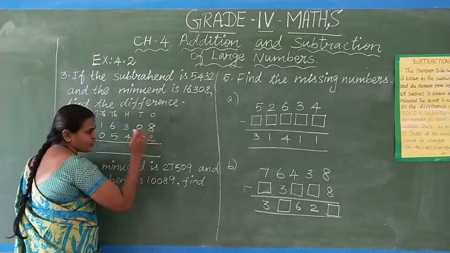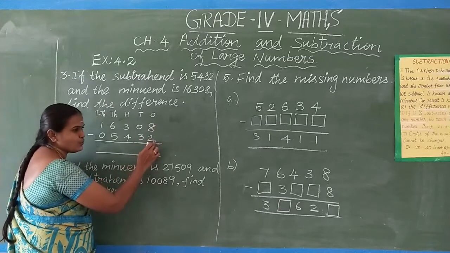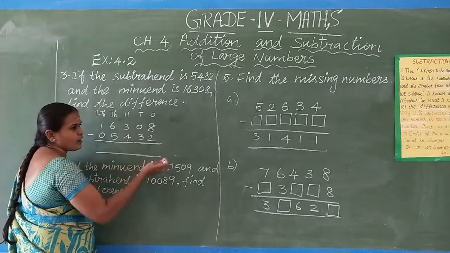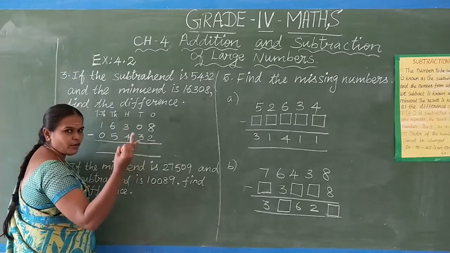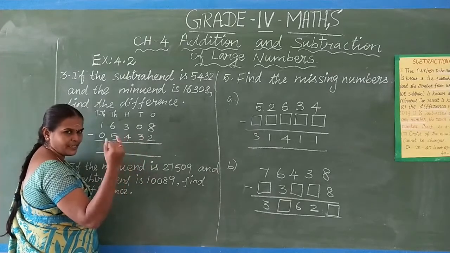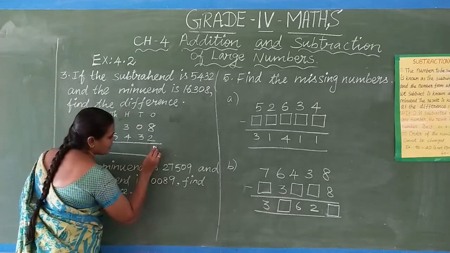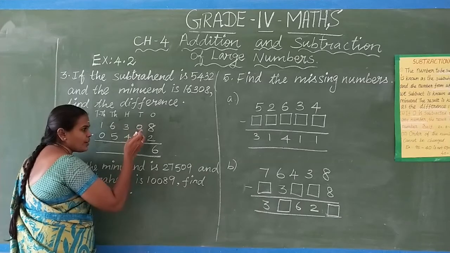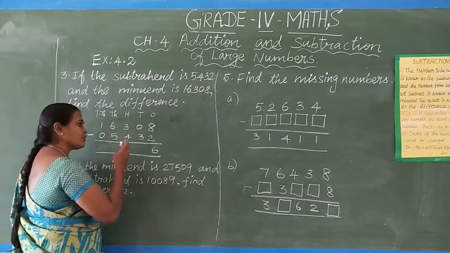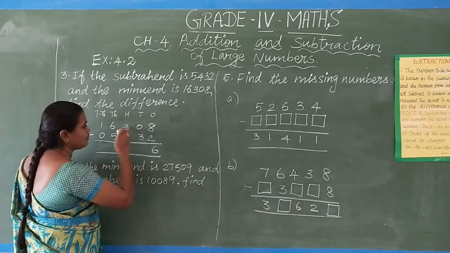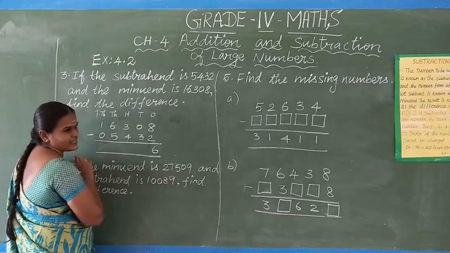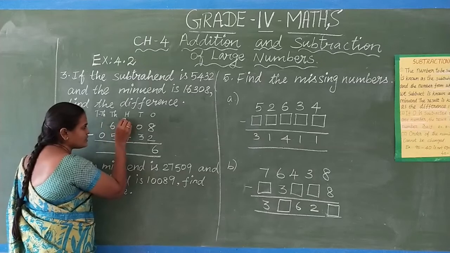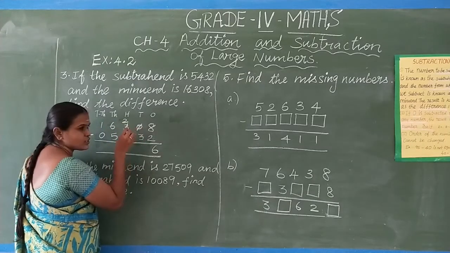Now 8 minus 2. This is what will come. So big number minus small number. So 2 after 3, 4, 5, 6, 7, 8. So what is the answer? 6. 0 minus 3. So small number minus big number. So we can't do the difference. So we have to borrow from the hundreds place. So you have to borrow, means here 3 minus 1, your answer is 2. So here 0 changes into 10.